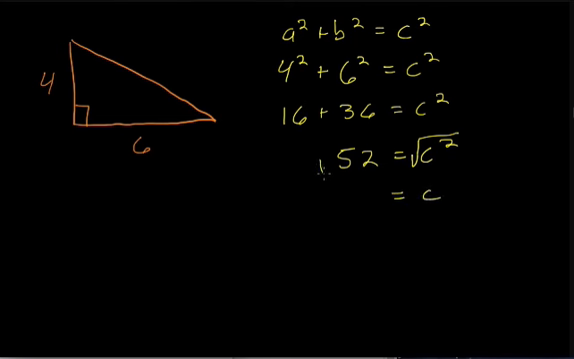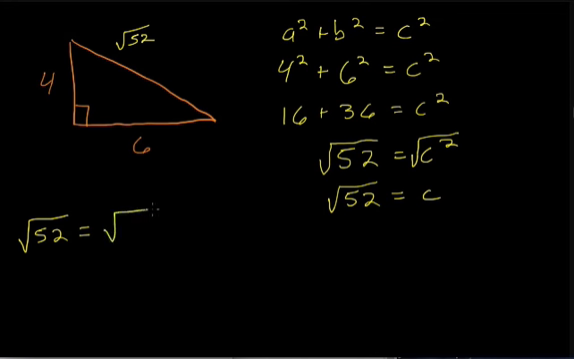And what happens when you take the square root of 52? Well, the square root of 52 is an irrational number. We know this because 52 is not a perfect square. However, we could say that the length of the hypotenuse is the square root of 52. Now this in a way is acceptable, but you always want to write your answer in the simplest way possible. So we want to first check, can we simplify the square root of 52? And it turns out that we can.